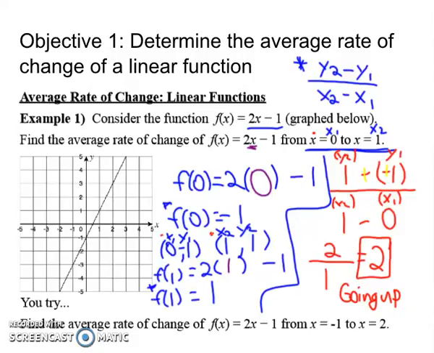Go ahead and try to find on your own then the next one, the U try. Find the average rate of change of f of x equals 2x minus 1 from x equals negative 1. So the interval of negative 1 to 2. Go ahead and try that.